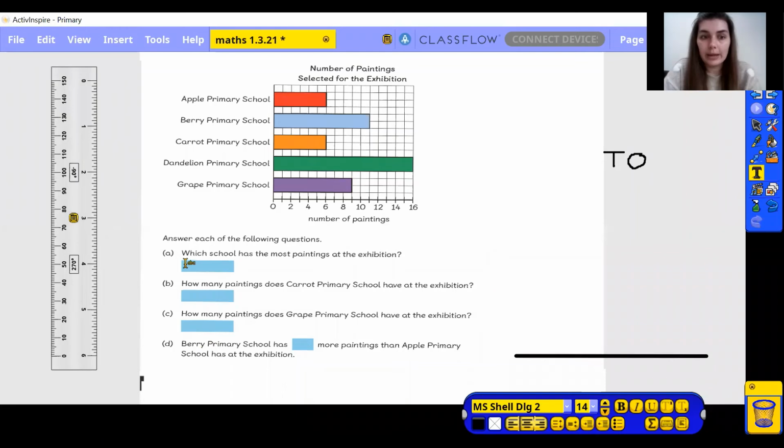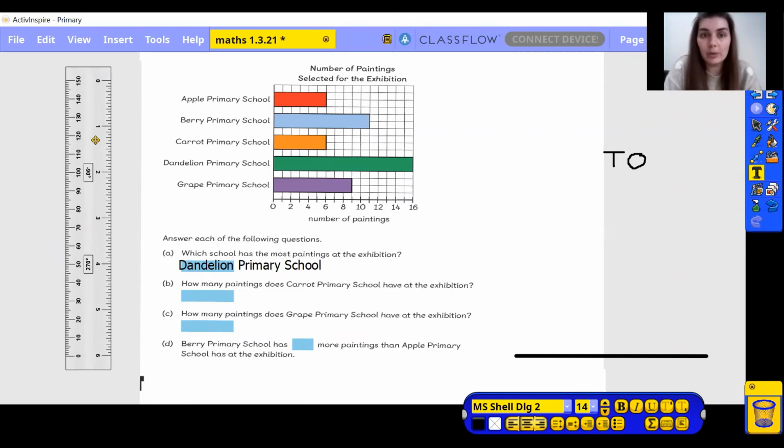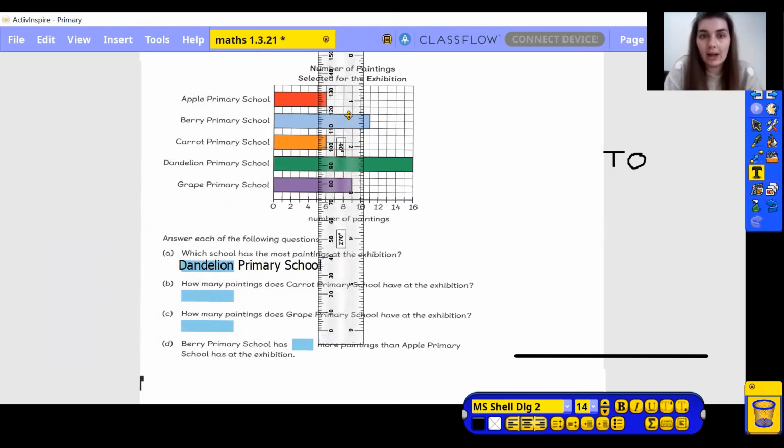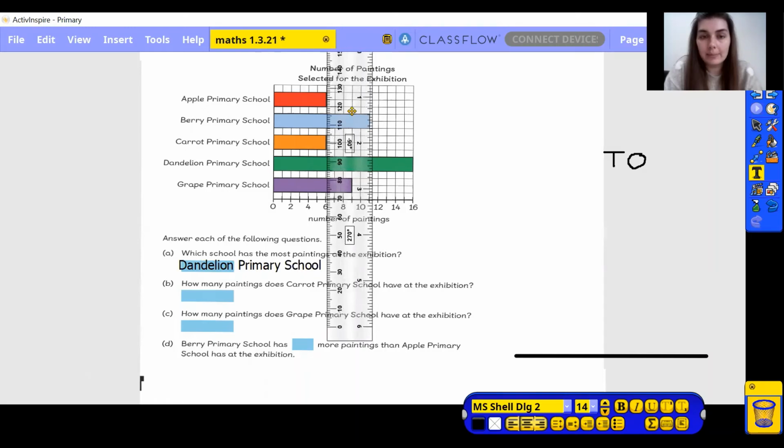So in here I would say that Dandelion Primary School had the most paintings at the exhibition. So that's question 1 done. The next one says, how many paintings does Carrot Primary School have at the exhibition? Again, I'm going to use my ruler and line it up, and it meets nicely with 6.